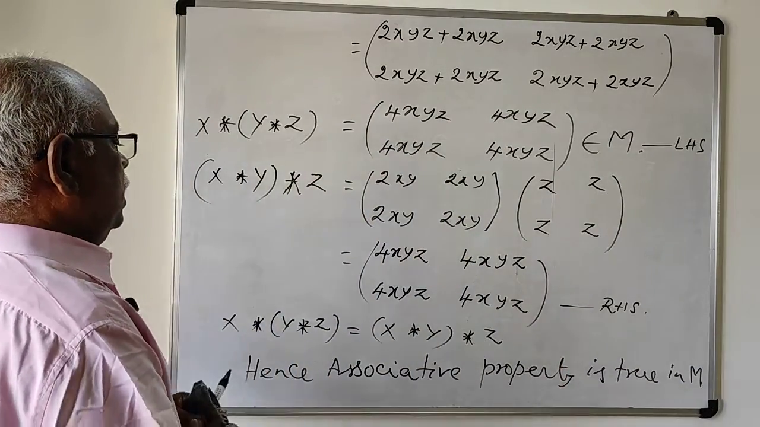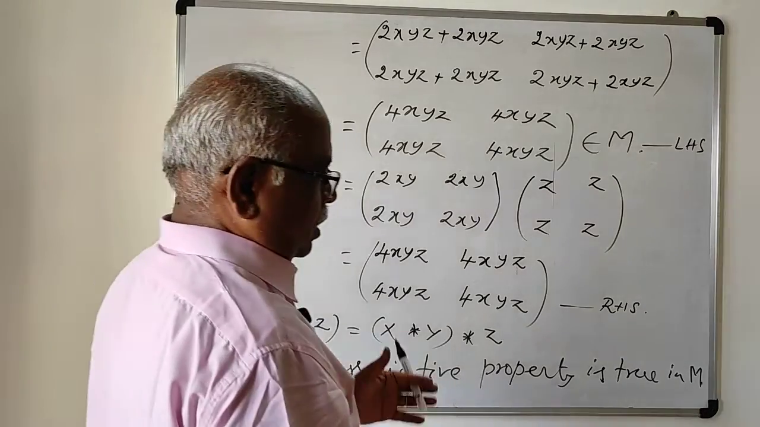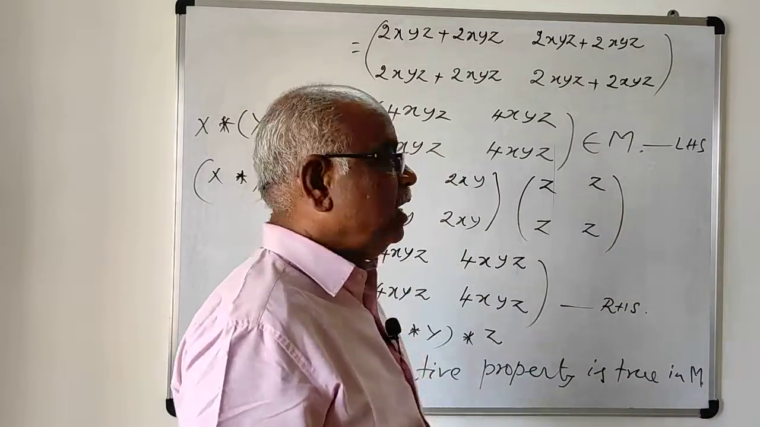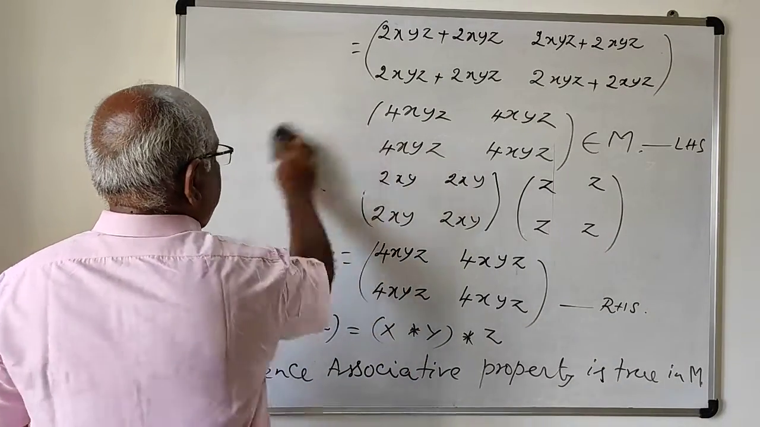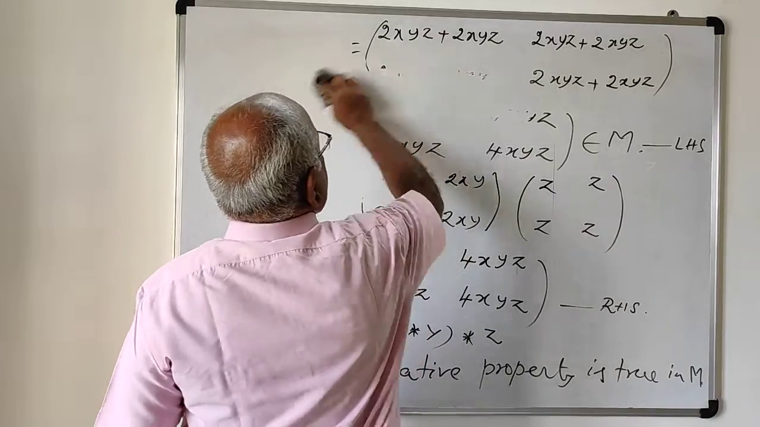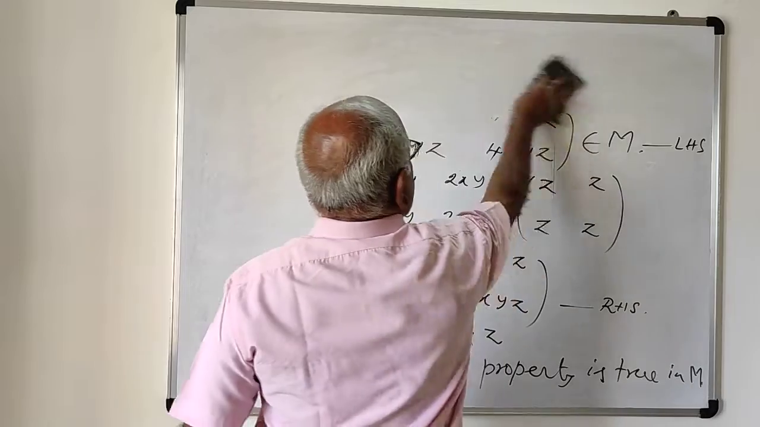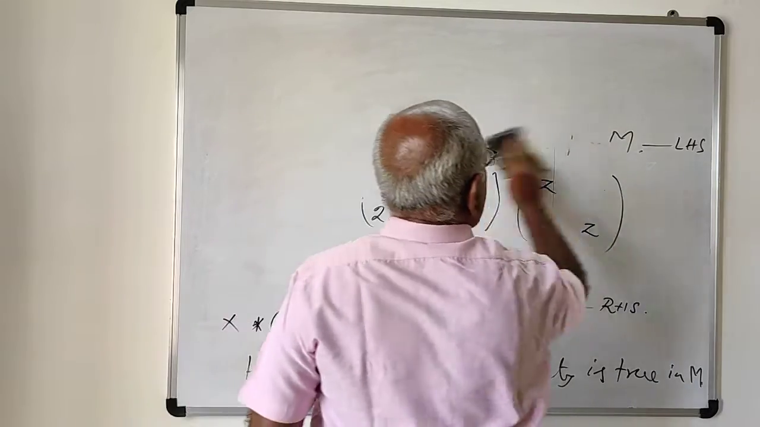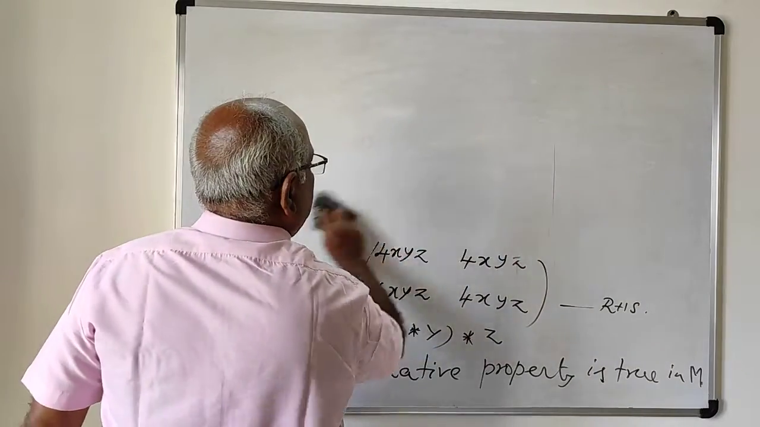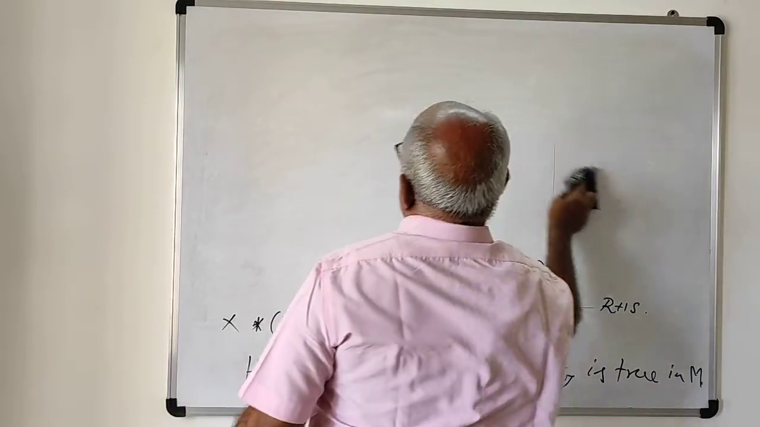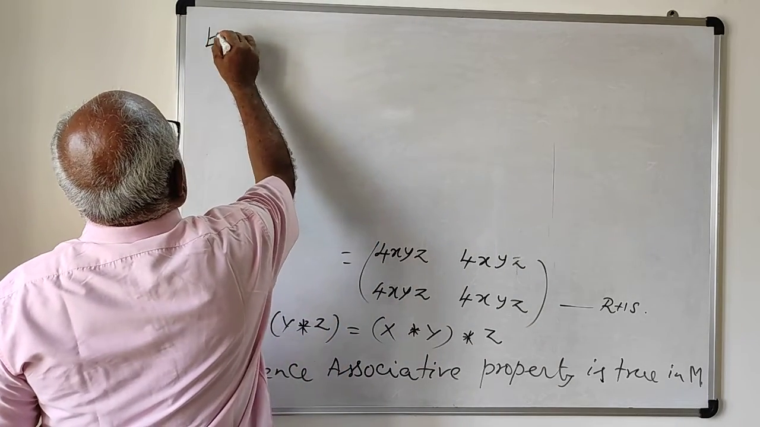Also, in the ninth sum, the second part, they ask you to find the identity and inverse in the same set M: the existence of identity and the existence of inverse. Now, the existence of identity, you will see.